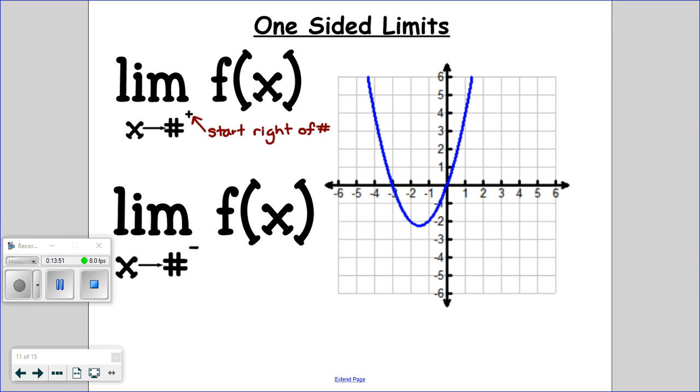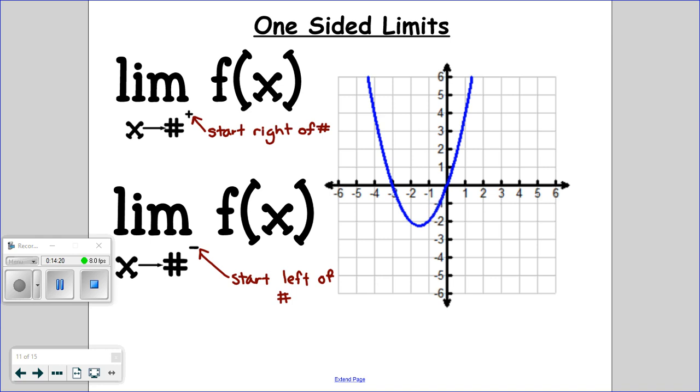I will start tracing to that number, and whatever I get when I get close to that is my right-handed limit as x approaches whatever that number is. If it were a minus sign up in my exponent, that means to start left of that number. Questions?